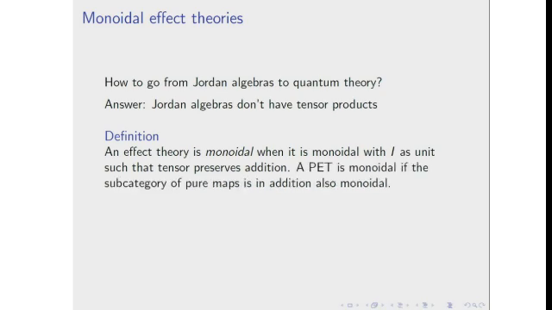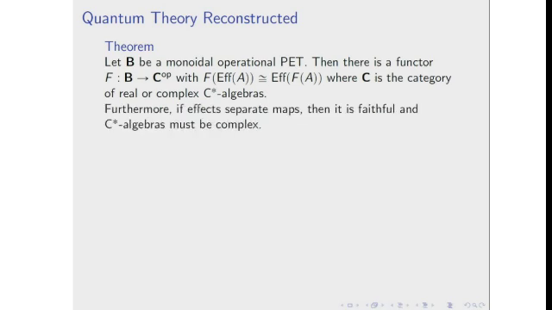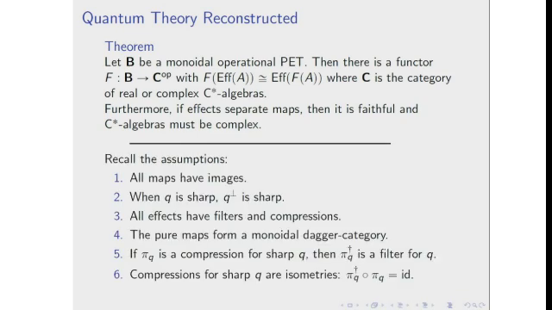And then also for a pure effect theory, I require that the pure maps also form a monoidal category. Then I can extend this theorem and I get a functor into the category of real or complex C-star algebras. So these are the two possibilities that you get. But if I say that the effects separate maps, then you only get C-star algebras over the complex numbers, because real numbers don't satisfy local tomography, if you know what that means. So from these assumptions, I basically get quantum theory back.